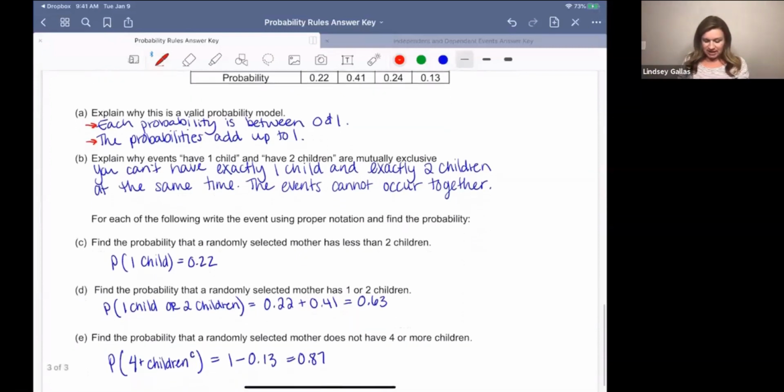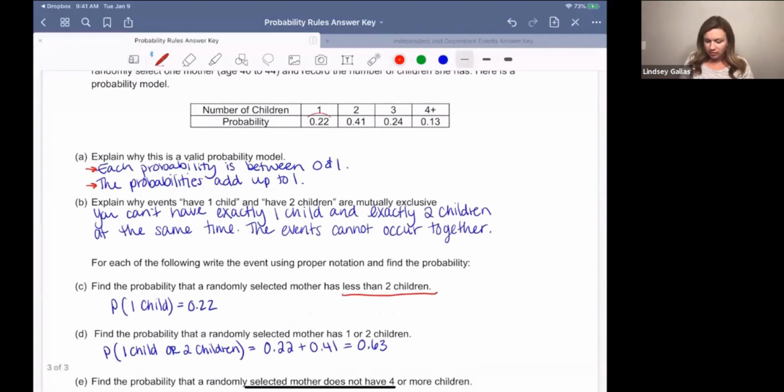For C, D, and E, we're doing some calculations from our table. On this first one, it says find the probability that a randomly selected mother has less than two children. Well, if she has less than two children, that means she just has one. So I put on here the probability of one child, and that is 0.22. I found that from up here on my table.